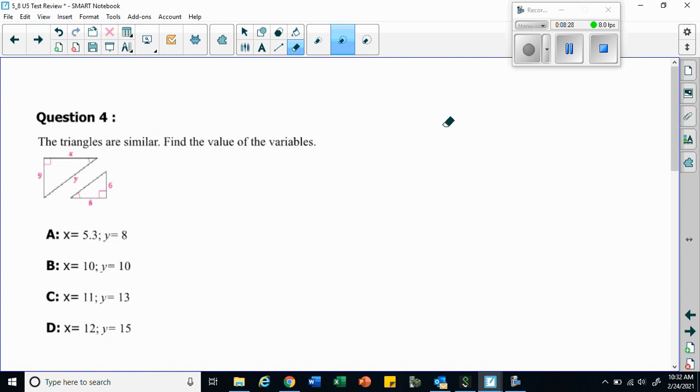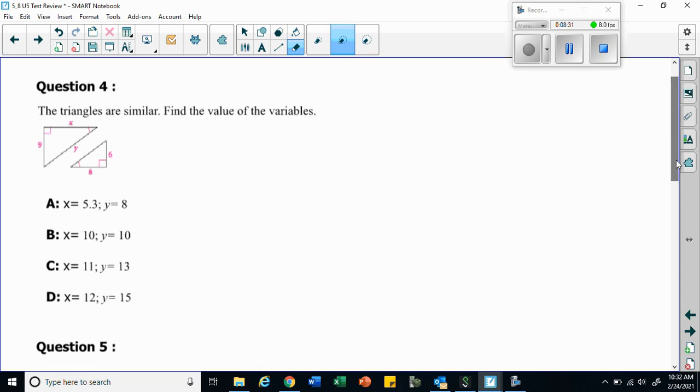All right, so for question number 4, it says the triangles are similar. Find the value of the variables. So they want us to find the x and they want us to find the y. This is where your order matters, right? Let me get my highlighter going here. I'm just going to highlight a couple things. Looking at these 2 triangles, there's no similarity statement here for me to do color coding, so I don't have a triangle ABC is similar to triangle DEC.